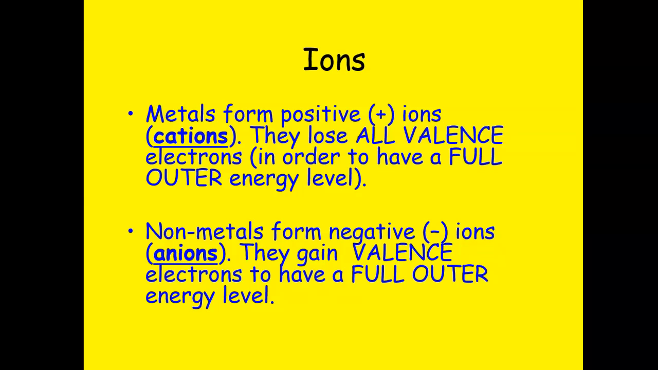Metals, this is a type of element, will lose all of their valence electrons in order to have a full outer shell. Nonmetals, which again is a type of element, will gain valence electrons in order to have a full outer shell.